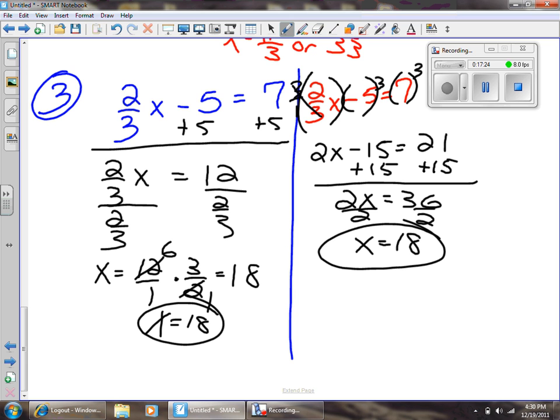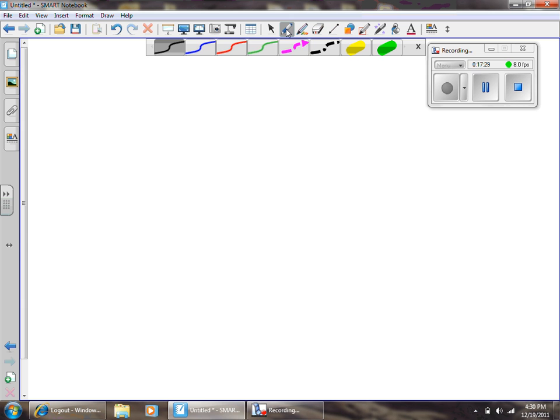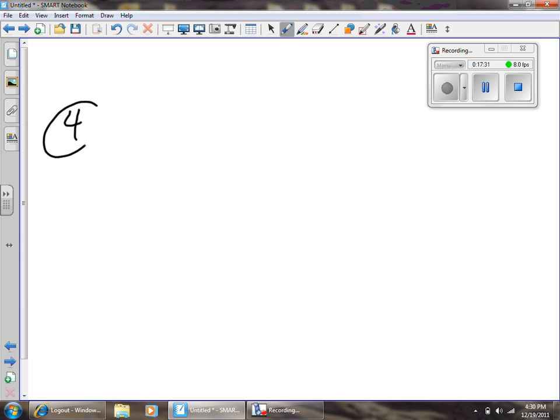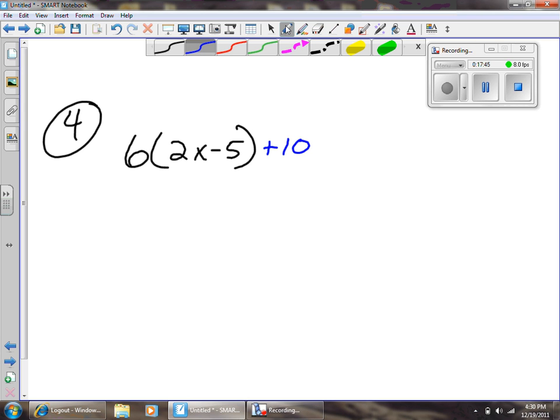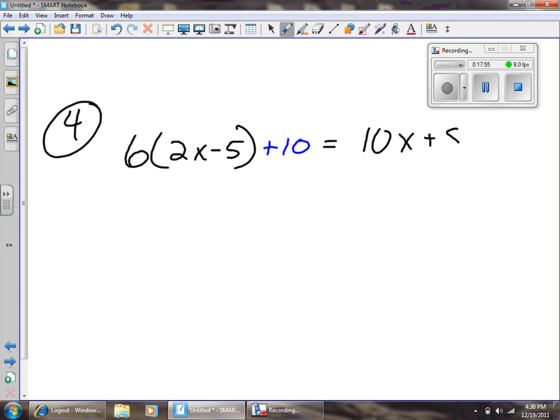Okay, the last type of problem I would like to go over is one with variables on both sides. So this is example 4. We might have 6 times the quantity of 2x minus 5. Oh, let me see here. Let me make that plus 10. And then that will be equal to, say, 10x plus 8. Okay. If you want to try it on your own, pause the video. I think that's a great idea.